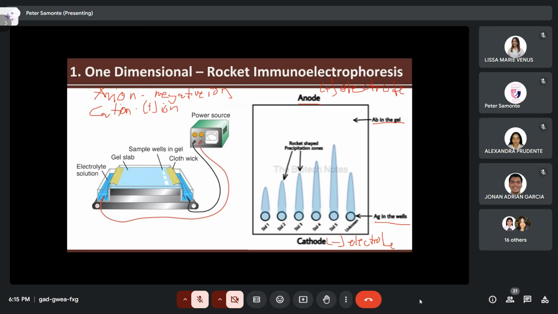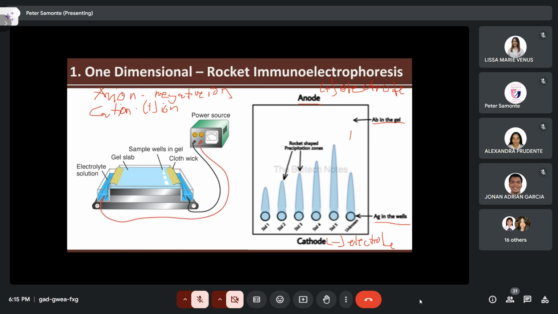In this case, yung antigen nyo, which is a negatively charged particle, would move towards the anode or the positive electrode. So ito, class. So maglalagay ka ng antigen dyan sa bawat well. Then you would run your electrophoresis. Yung electricity would be able to cause the diffusion of the antigen towards the antibody. So the higher the rocket shape precipitation zone, the more antigen present.